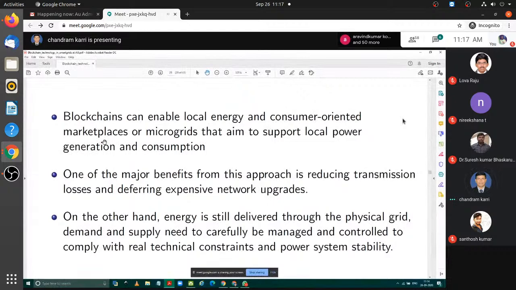In the sense, as I told in the beginning, there are two kinds of mechanisms. One is a centralized mechanism and another one is a distributed mechanism. If you go for a distributed mechanism, suppose you take one city, and nearby the city you install a wind energy converter or solar, then the same power can be directly given to the consumer. So that means power losses can be reduced. That is nothing but the microgrid concept.